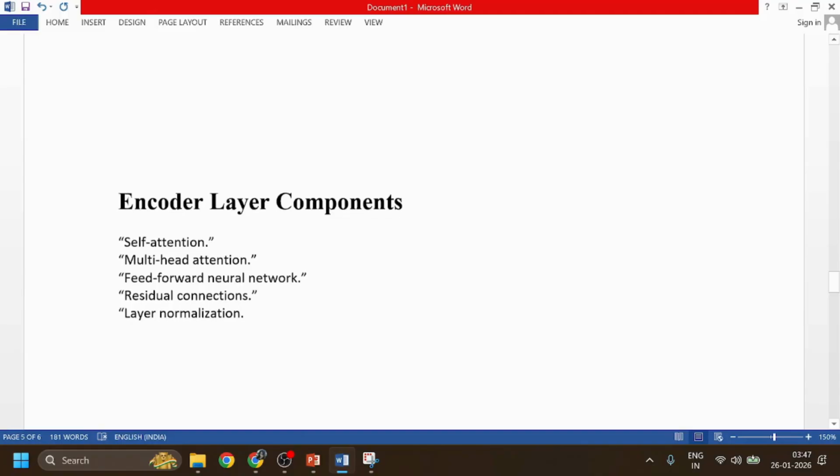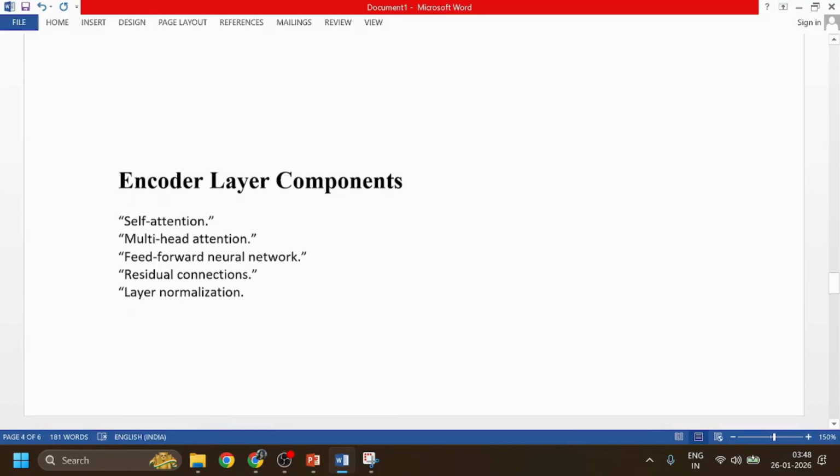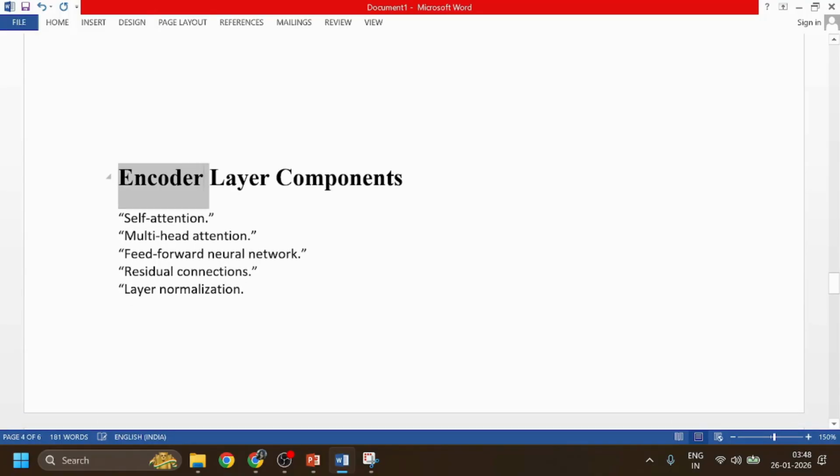So you can see here each encoder layer consists of 5 main components. First is self attention, second is multi-head attention, third is feed forward neural network, fourth is residual connection, and fifth is layer normalization. So these are the encoder layer components.